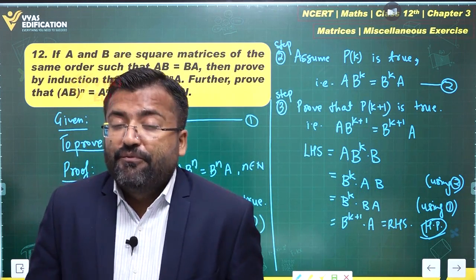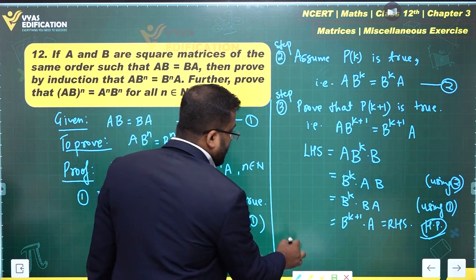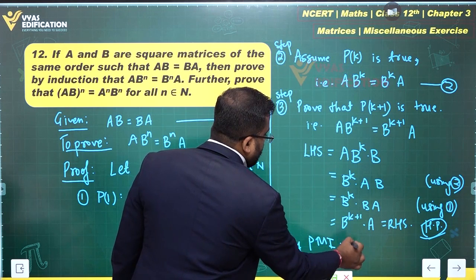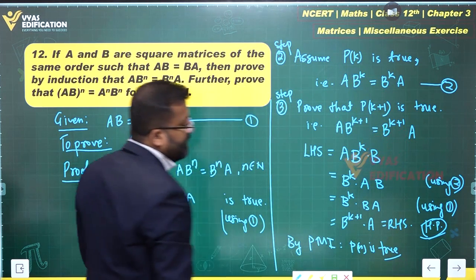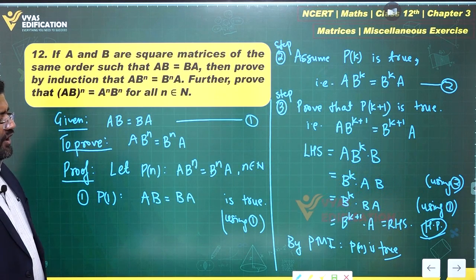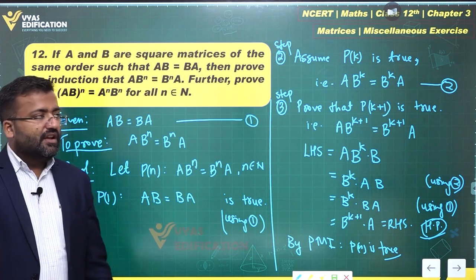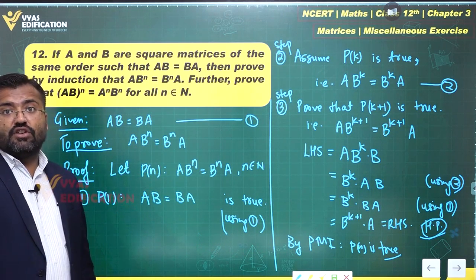Okay. So since steps 1, 2 and 3 are done, by the principle of mathematical induction we can say that Pn is true, and that's what we wanted to prove. Pn is true means this is true for n belongs to natural. That's what we have proved over here. Is that all? Yes, that is all.